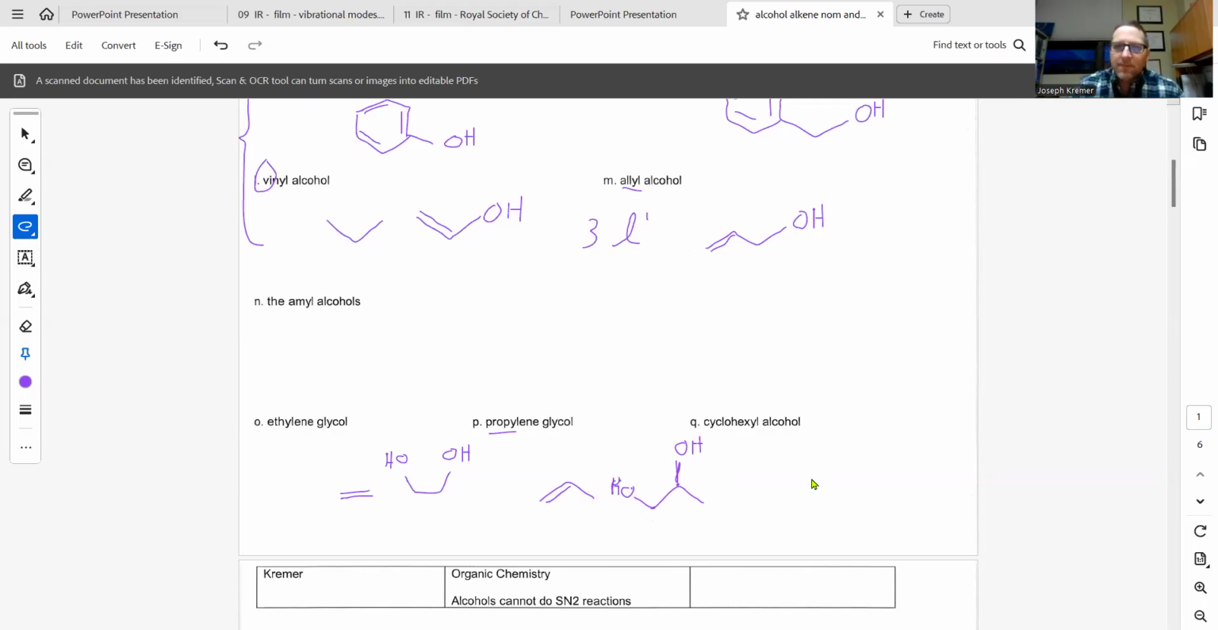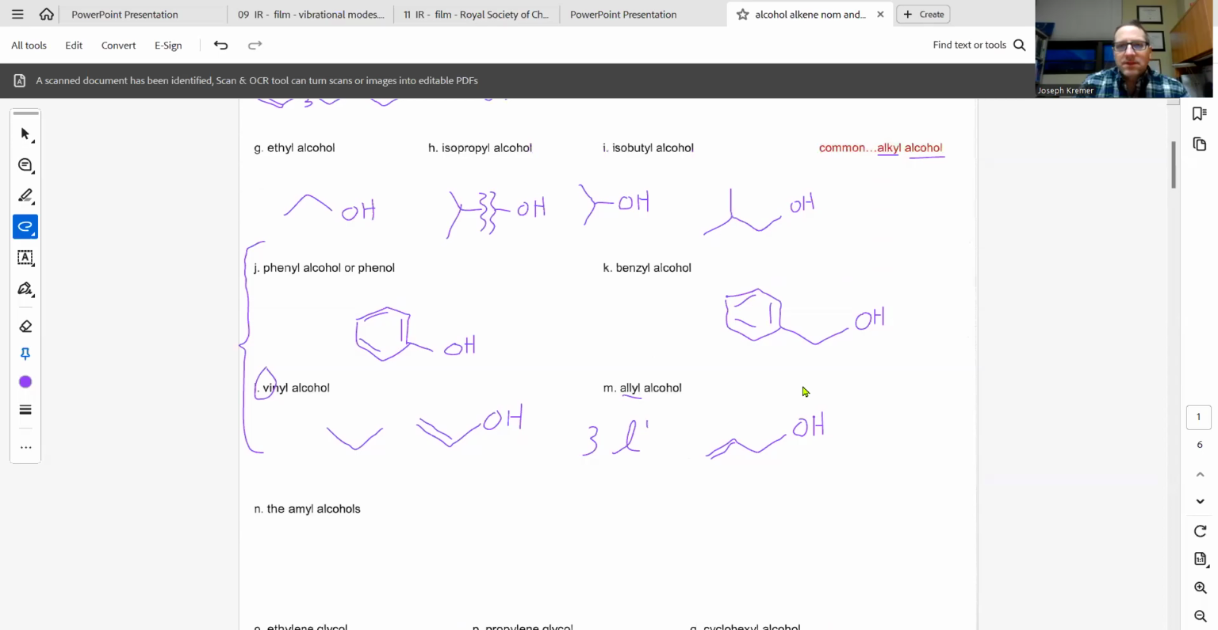Cyclohexyl alcohol, a chance for you to draw a chair conformation. And usually with such chair conformations, we have the OH or any group equatorial. Better there. Okay, so let's review here.